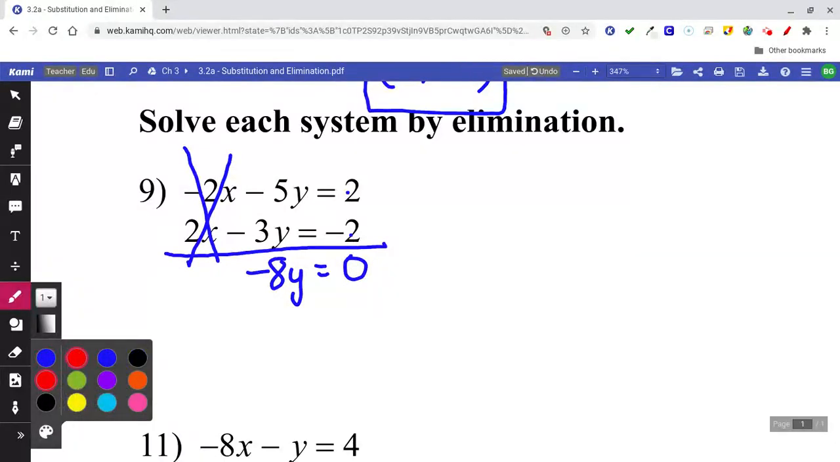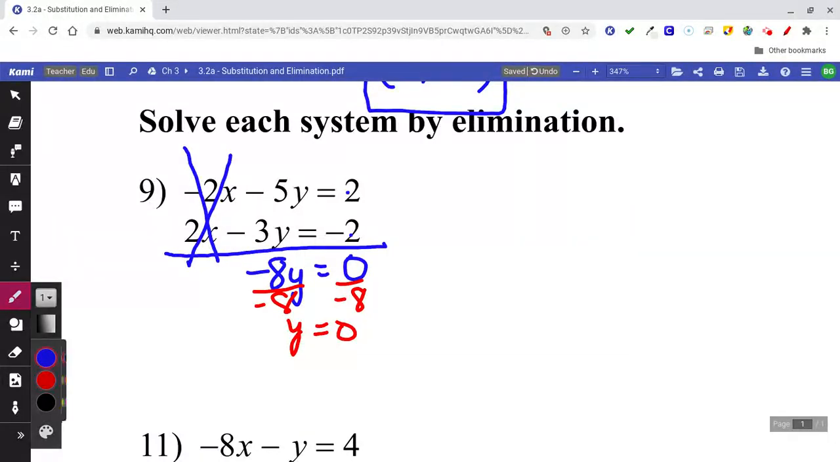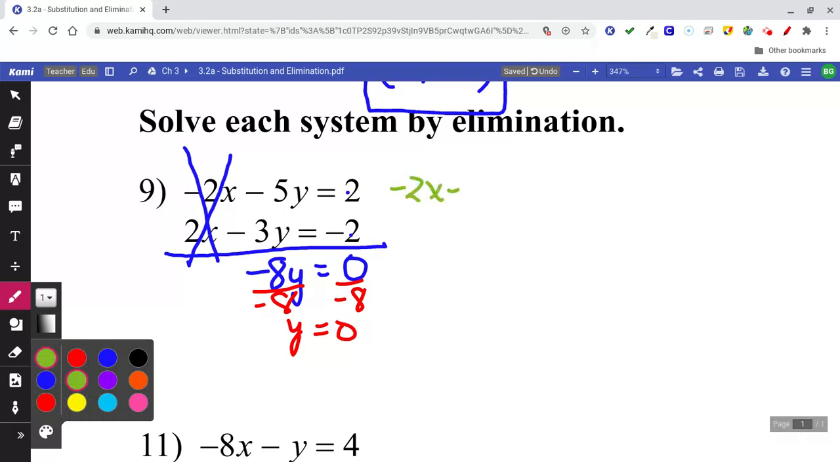So don't get confused by this. We're just going to solve. Divide by negative 8 on both sides. 0 divided by negative 8 is 0. Now you'll need to take that and plug that into either one of the two equations, and it doesn't matter which one. Let's say we pick the one on the top. Negative 2x minus 5 times my y value equals 2. And we took that y value right there, 0.